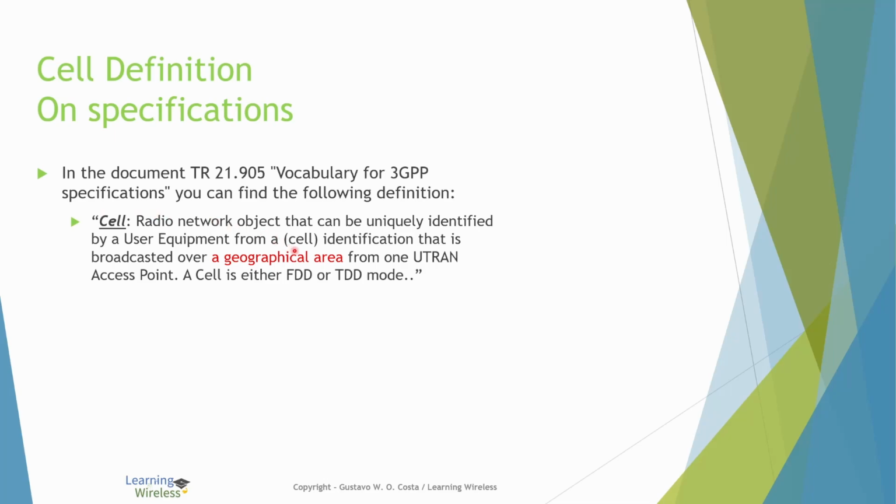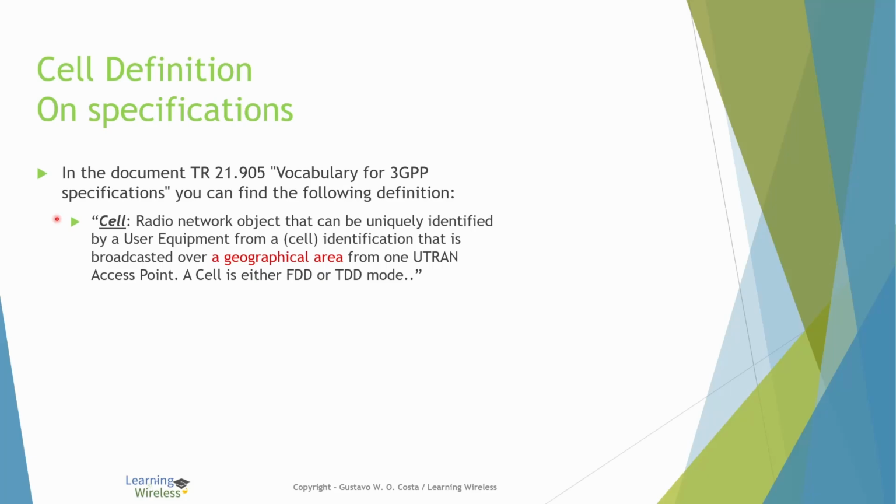The main characteristic is, again, to say that a cell is associated with a geographical area, but another important point is that the cell is basically identified. So the identification of the cell is broadcast, and that means that the device which is reading such broadcast can actually identify the cell. It also says that the cell is either in FDD or TDD mode, which is an important consideration of spectrum, as we said in module 3.1.